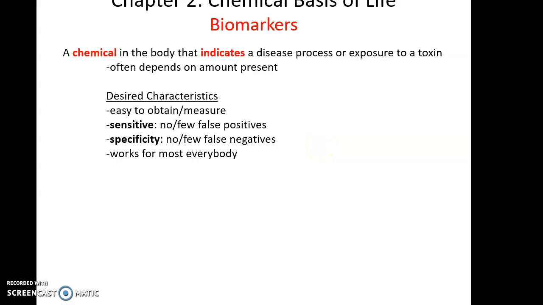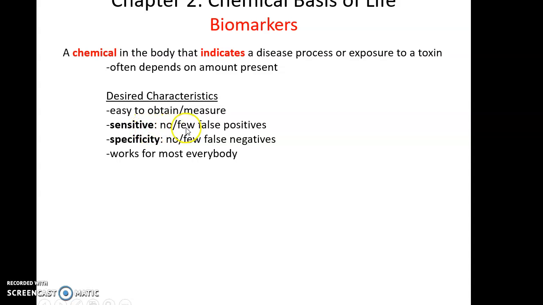Biomarkers. Biomarkers are chemicals in the body that can potentially indicate a disease or an exposure to a toxin. And sometimes the presence of the biomarker is perfectly fine at some levels, but a problem if it's at other levels. So biomarkers are chemicals in the body that can provide information about disease or exposure to a toxin. Now, biomarkers should be easy to obtain and measure. So we want to be able to easily determine if you have the biomarkers indicating a particular disease, right?